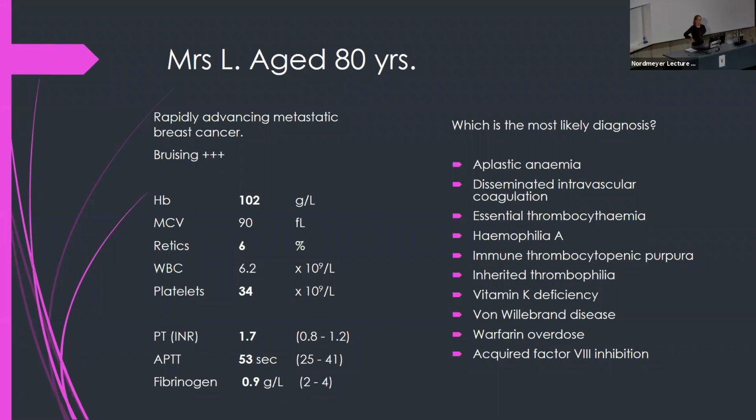Warfarin overdose, like warfarin works through vitamin K, doesn't it? Works by preventing the regeneration of active vitamin K. So it's going to give you the same effect as vitamin K deficiency. Acquired hemophilia, well, inherited hemophilia didn't give you this picture, so acquired isn't either. So there's only really one candidate here as far as I'm concerned, which is the DIC.